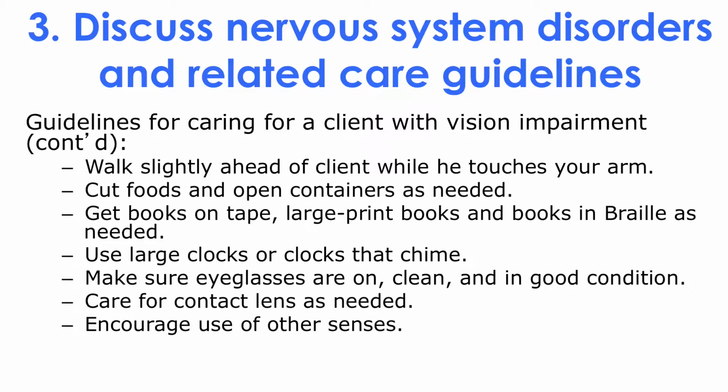So, talking about guidelines for caring for a client with vision impairment, here's more stuff that we need to know. You want to make sure that you walk slightly ahead of the client while he touches your arm. You want to cut the food in open containers as needed. Use large clocks or clocks that chime. Make sure eyeglasses are on, clean, and in good condition. And if you didn't know that, there are clocks out there that can talk now and tell you the time. So it's even better that way. Even, for example, a lot of diabetic blood sugar machines can talk and tell you what your results are now as well.